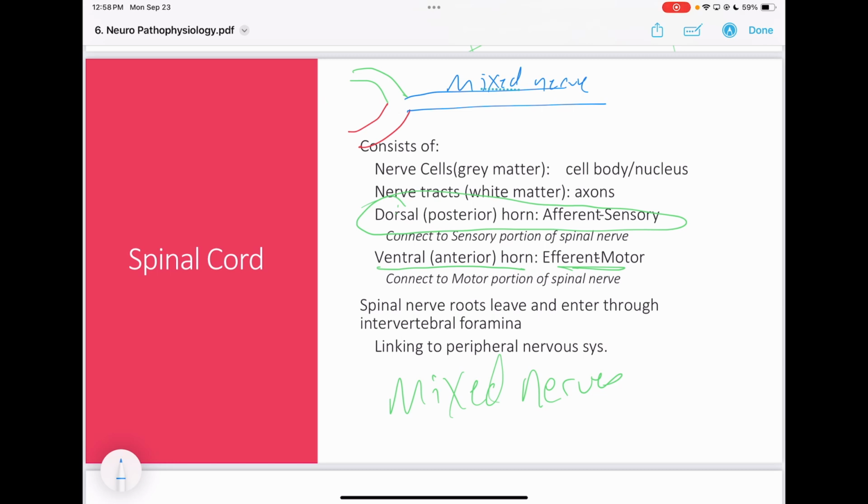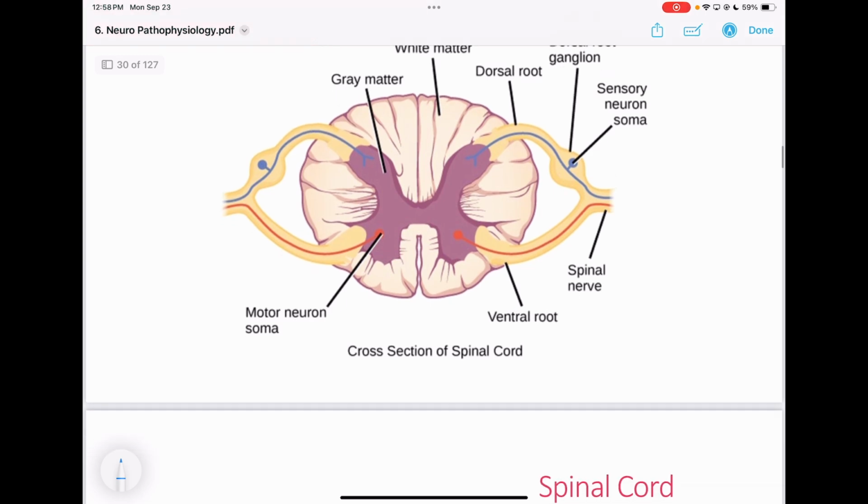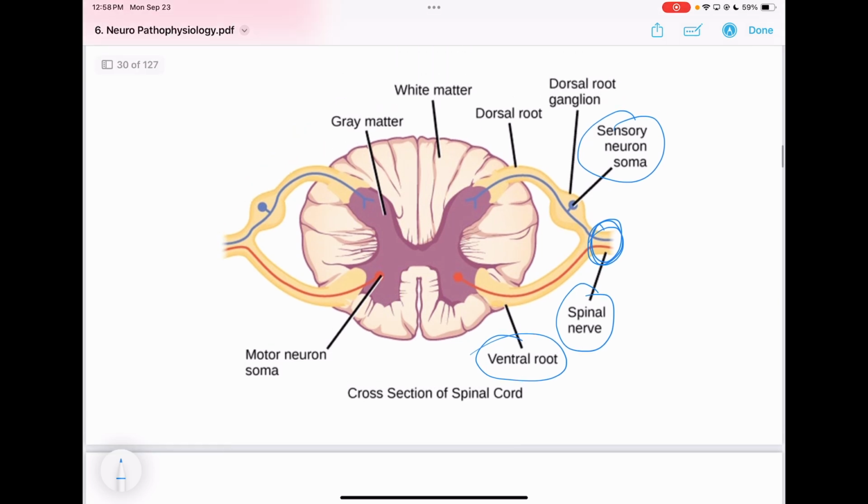Okay, makes sense? Everyone see the spinal cord? And here's your example again, just in a normal way to write it. So we have our sensory on the dorsal, motor on the ventral, and we have our mixed spinal nerve, which carries both tracks out to wherever it's got to go. So that is the spinal cord.